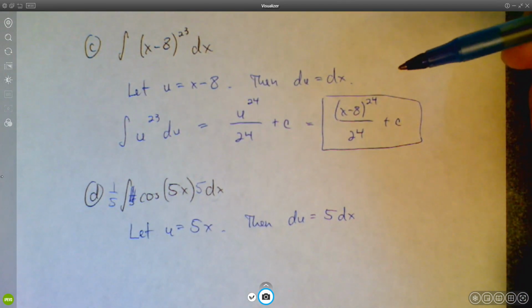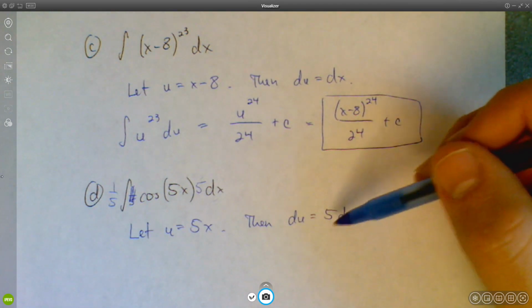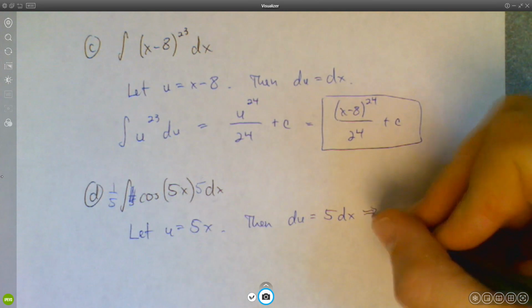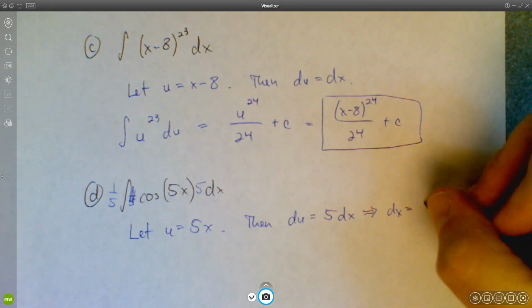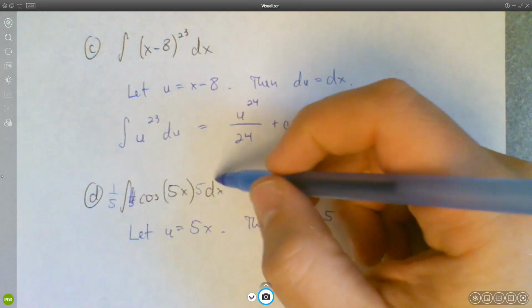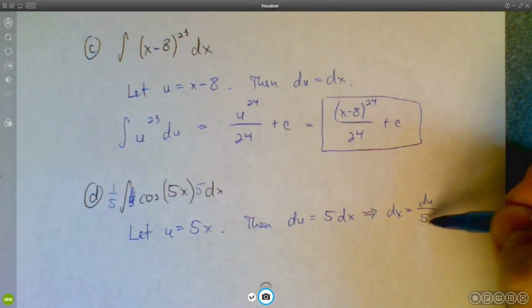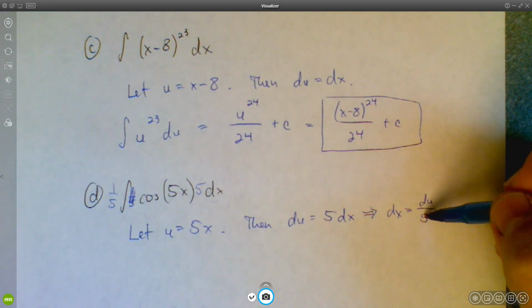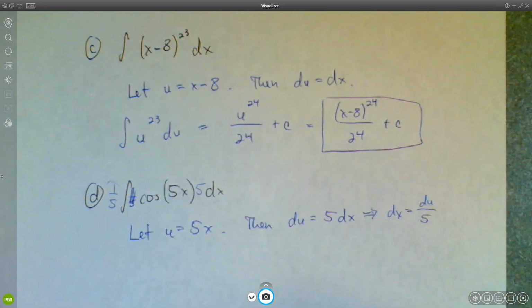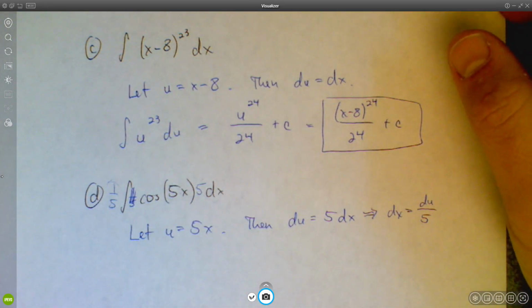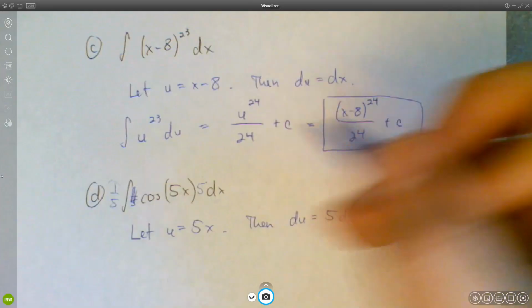Another way that you could think about it is you could just solve this for dx. You could say, well, du equals 5 dx. That implies that dx equals du over 5. And then you can replace the dx with a du over 5. And the way you're going to deal with that then is to factor out the 1/5. And so you'll end up at the same place as what we ended up with here, right? So however you prefer to think about it is fine with me. I'll probably jump back and forth between those two different ways to think about it.